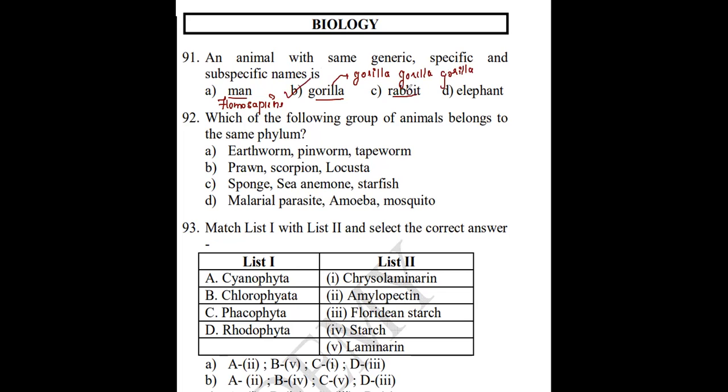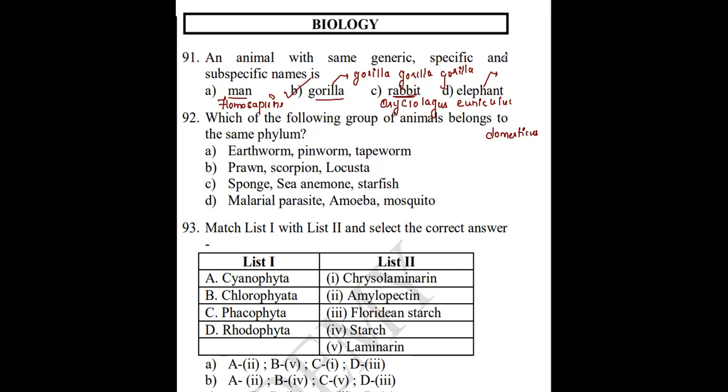But let's anyway see the scientific name of a rabbit. Yes, it is Oryctolagus cuniculus domesticus. Just a minute, let me write it again. Oryctolagus cuniculus domesticus.